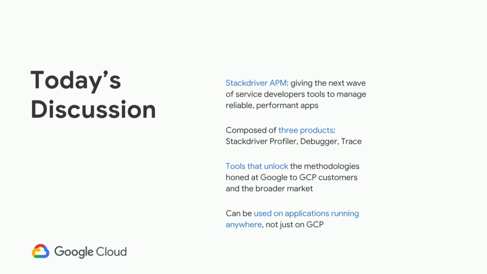As I mentioned before, these are the tools that unlock the same methodologies that we've honed at Google for years to our customers and to the broader market. As you may know, Google's been an extremely large microservices operator for almost a decade now. And we've developed a lot of our own methodologies, tools, and techniques that we now want to share with our cloud customers to make them more successful. Stackdriver APM can be used on apps anywhere, not just those running on GCP.